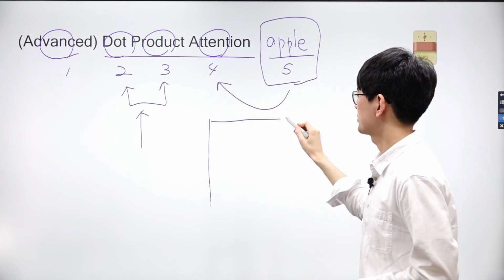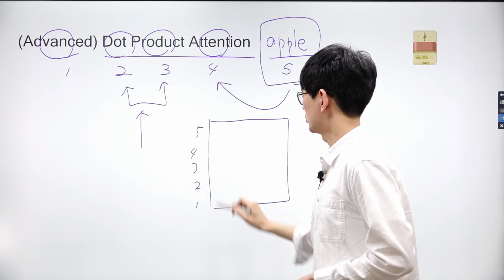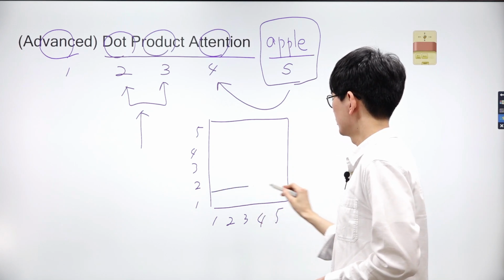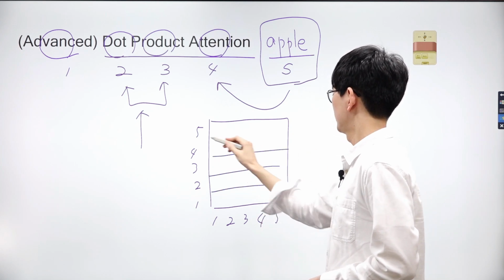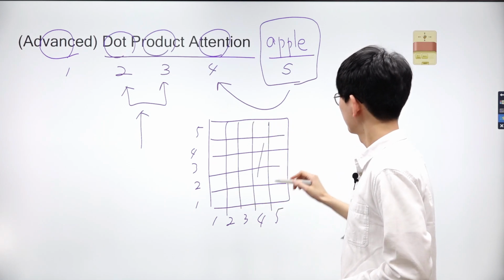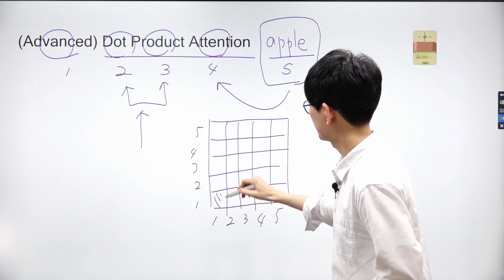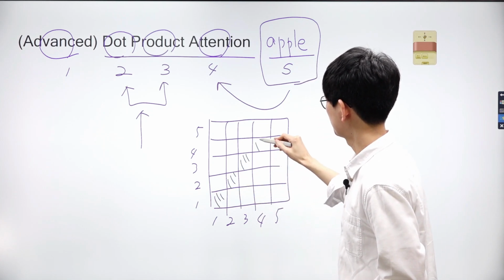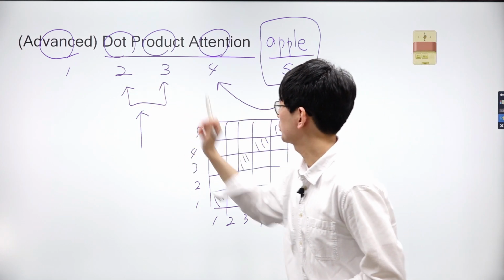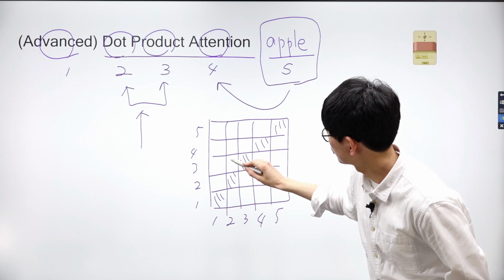Let's create a table with 5 rows and 5 columns, where each row and column corresponds to a word in the title. The similarity measure between a word and itself is very high, so I will fill the diagonal boxes with the darkest color. The similarity measure between the words dots and product is also high, but not as much as the self-similarity measure.